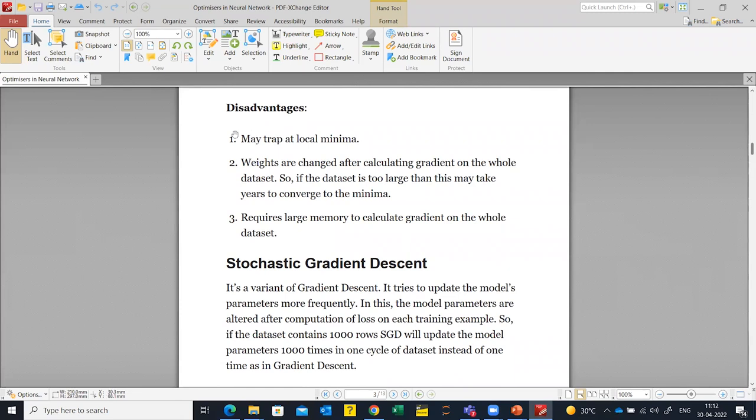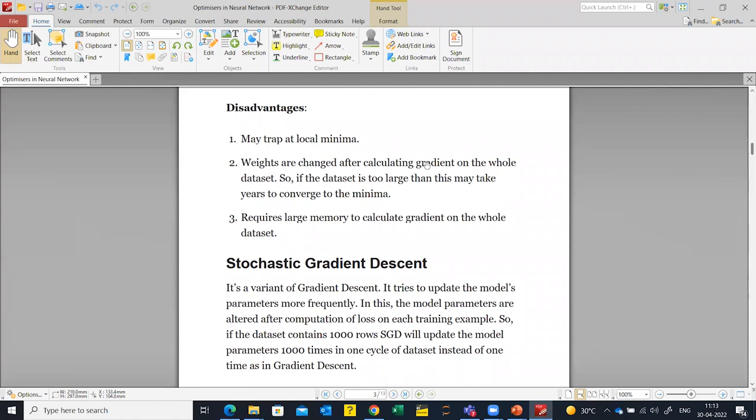So what happens is that since you are using a gradient descent algorithm, if the optimizer is not able to find the right learning rate, you might get trapped at the local minima. You might not get the global minima. What is this local minima and global minima?